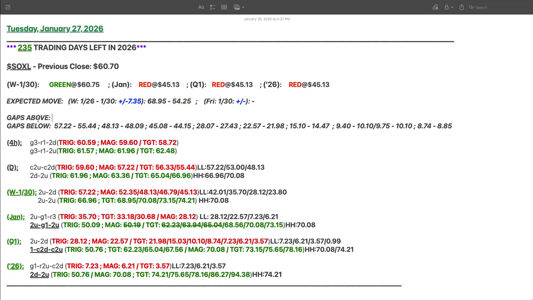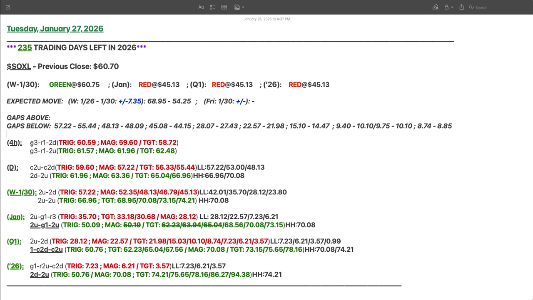We don't have any gaps above, and we do remember where our gaps are below because we have them handy at the top of our notes as well. We know from a scalping perspective, or an early entry perspective into a day trade, we want to look for higher lows at or above opening print to get into calls, and we want to look for lower highs at or below opening print to get into puts.